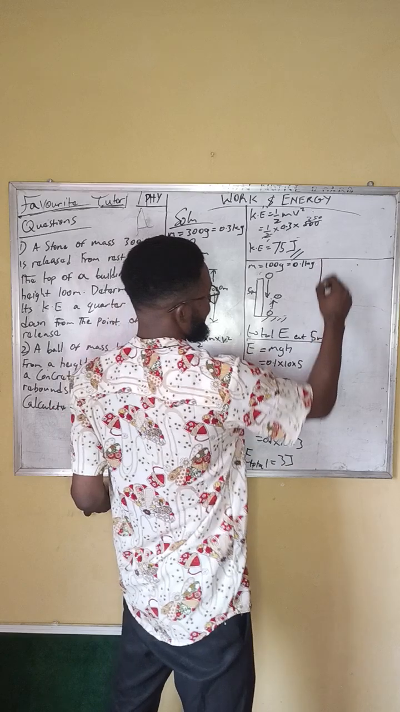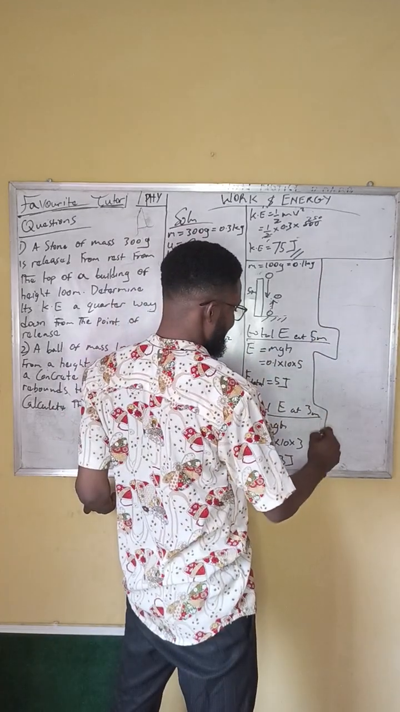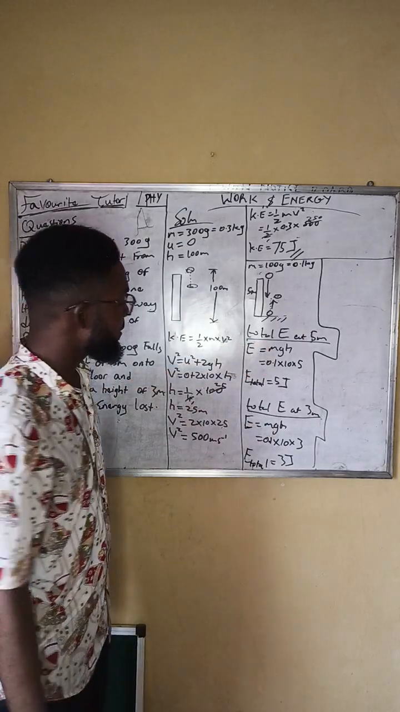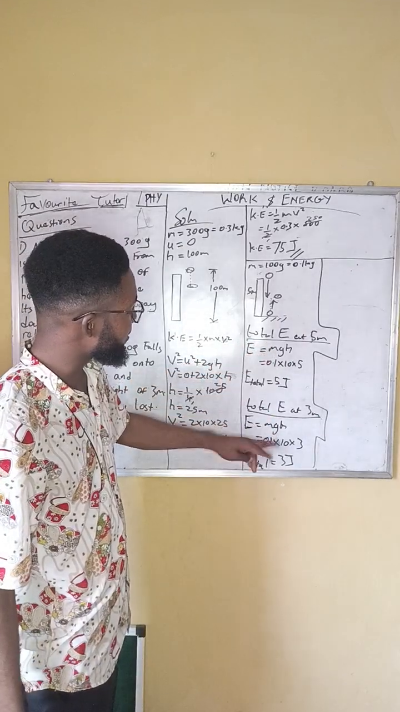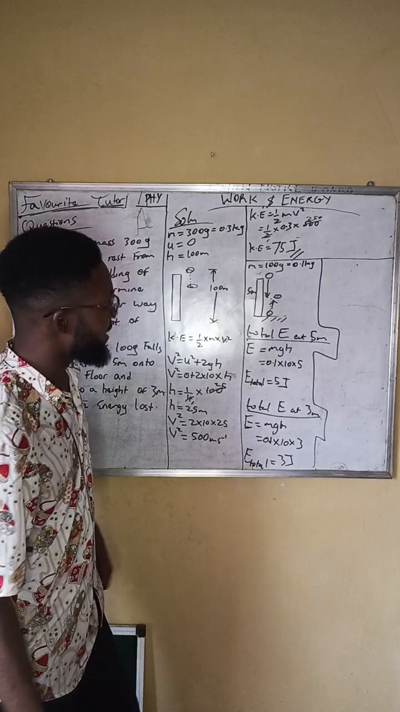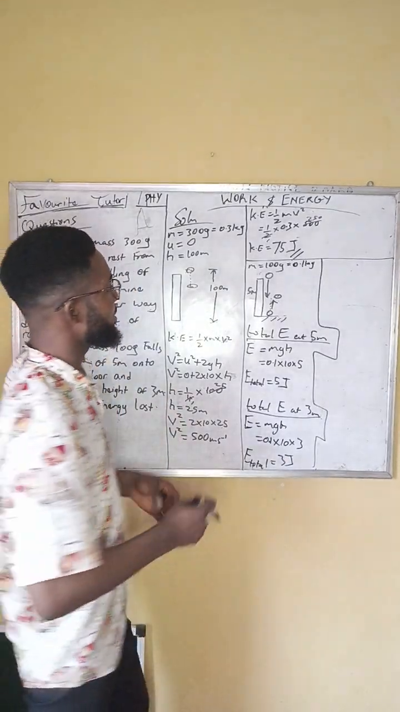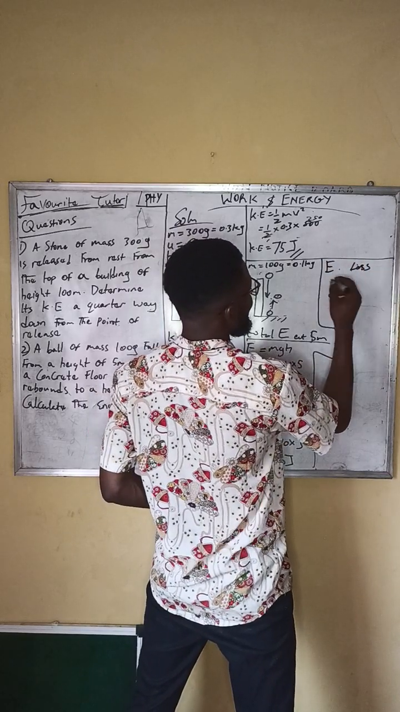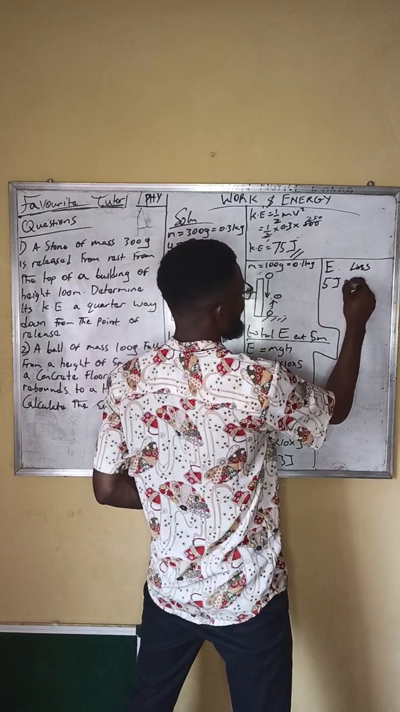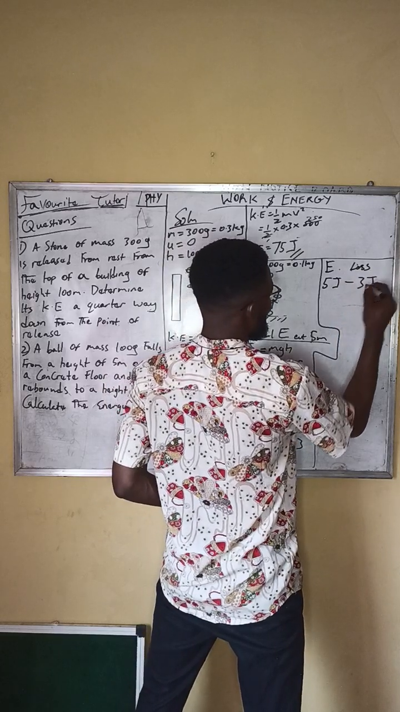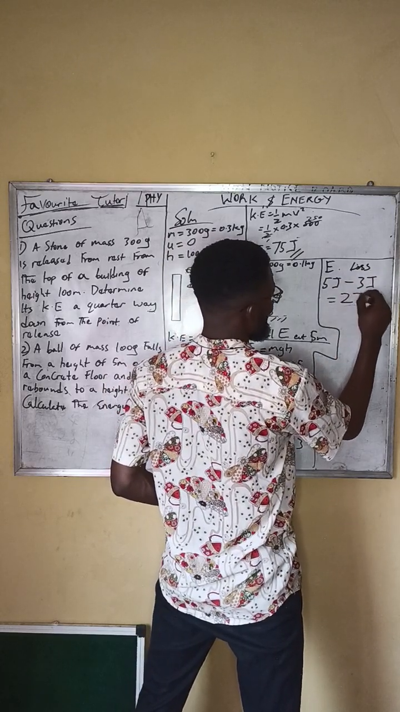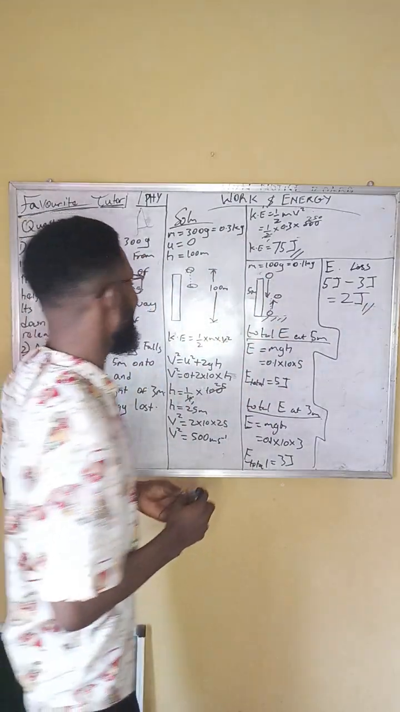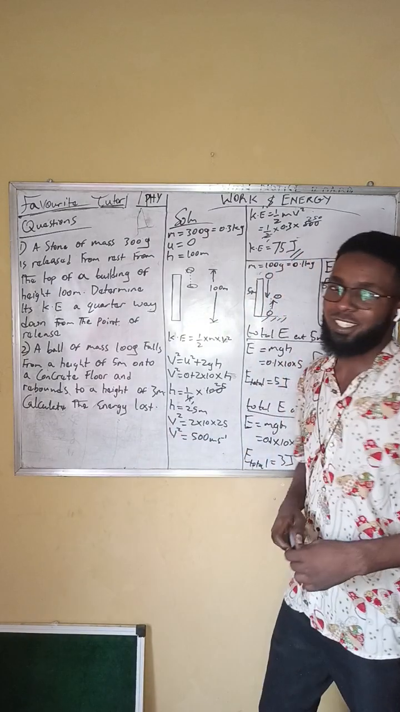So what is the energy loss? For the energy loss, you are going to subtract the total energy at 3 meters from the total energy at 5 meters. So when we subtract, we get the energy loss. Energy loss is equal to 5 joules minus 3 joules, which is equal to 2 joules. So this is the total energy loss.